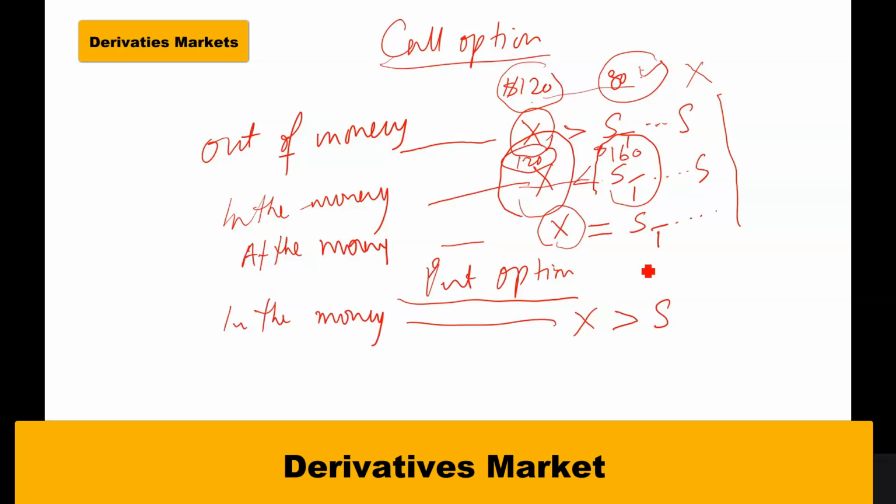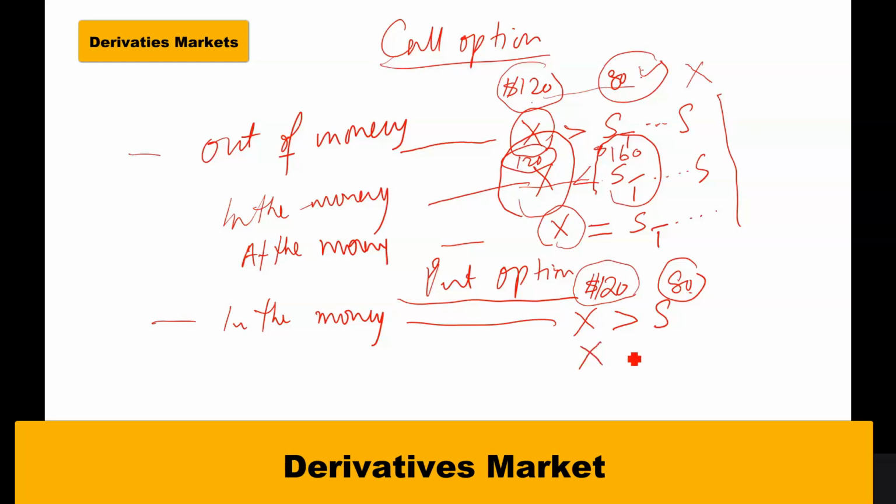in the money. Why? If you have the right to sell Apple's share for 120 and in the spot market, Apple's share is trading for 80, it is worth it for you to exercise and sell at a price of 120 rather than to sell in the market for 80. Okay, because it is the right to sell. So the right to sell will be more valuable when the spot price is less than the exercise price. So in such cases, you see when the call was out of the money, the put is in the money.